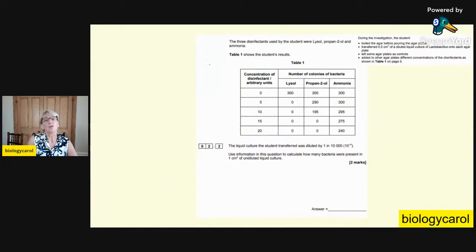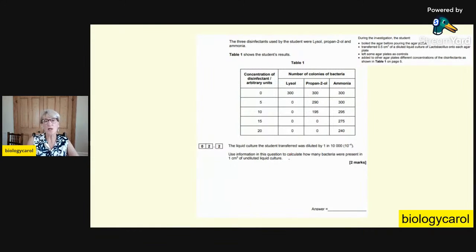So here we go. The 3 disinfectants used by the student are these 3, which I've just mentioned. The liquid culture the student transferred was diluted 1 in 10,000. So for each centimeter cubed of original liquid culture, another 9,999 centimeters cubed of bacteria-free culture were added to it, diluting it 1 in 10,000.